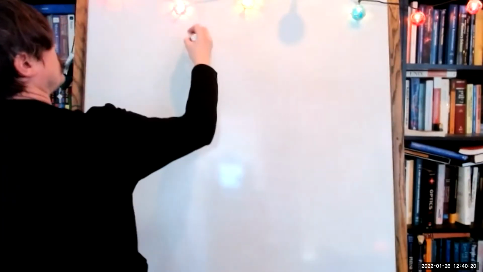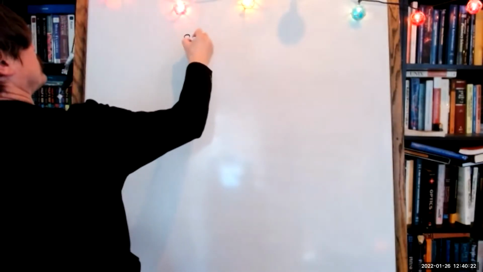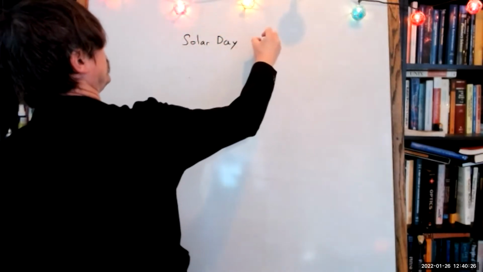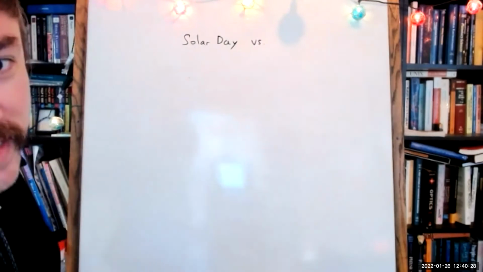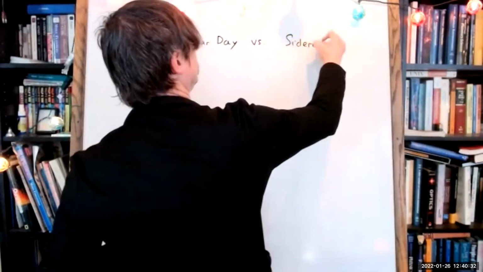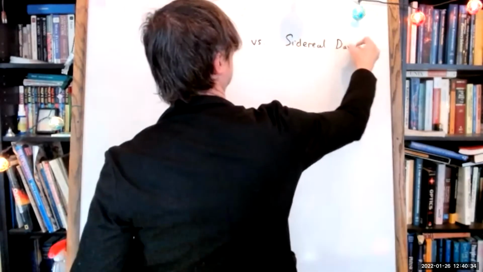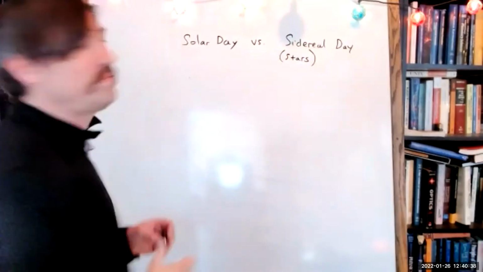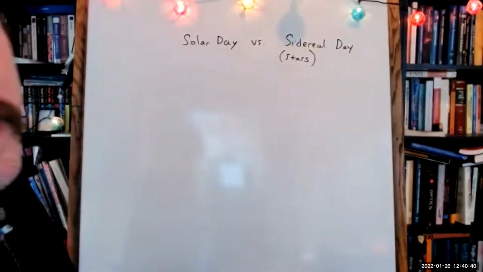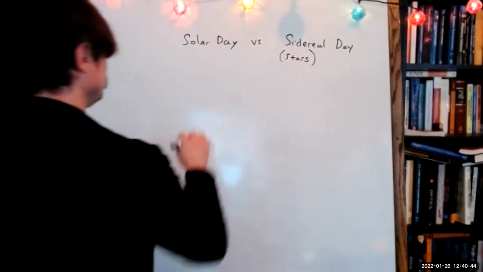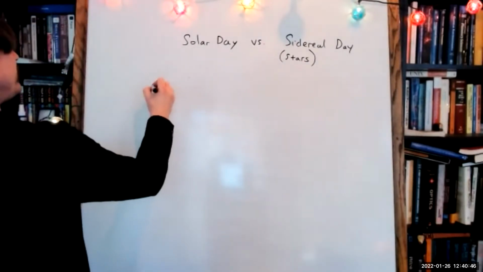Okay, so there is a solar day. That's the one that you're used to, a 24-hour day, versus something called a sidereal day. For a little bit of vocab, sidereal means with respect to stars. So it's a solar day versus a star day, okay? Let's contrast some of the differences.